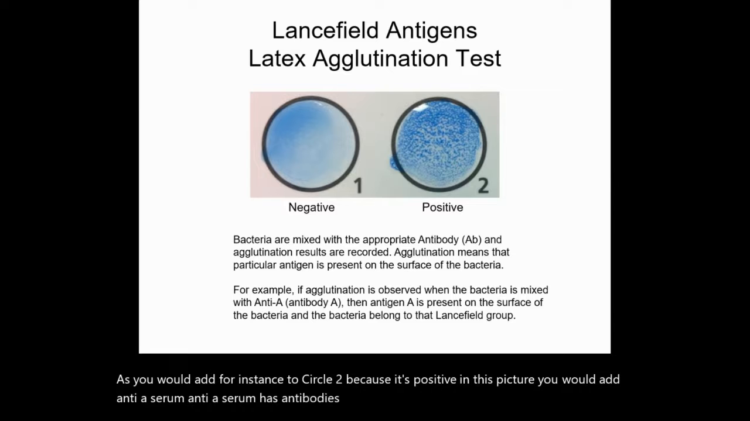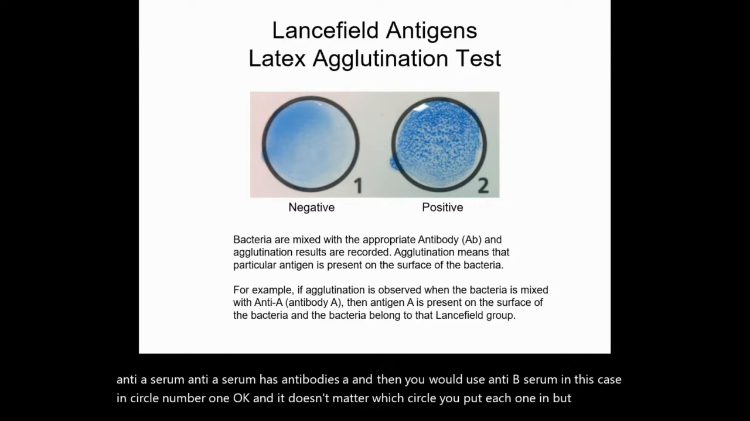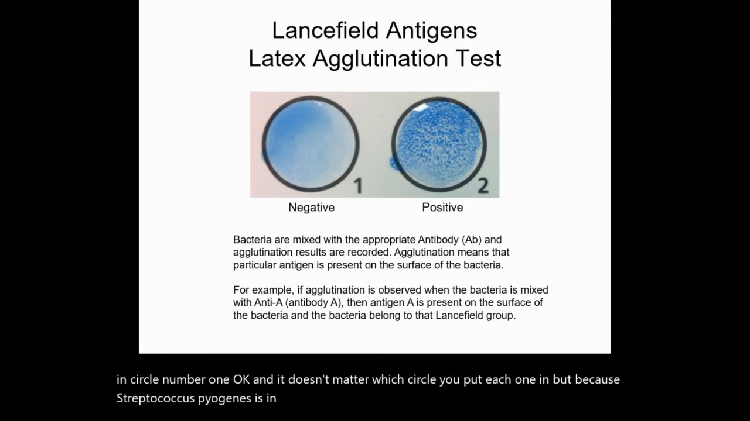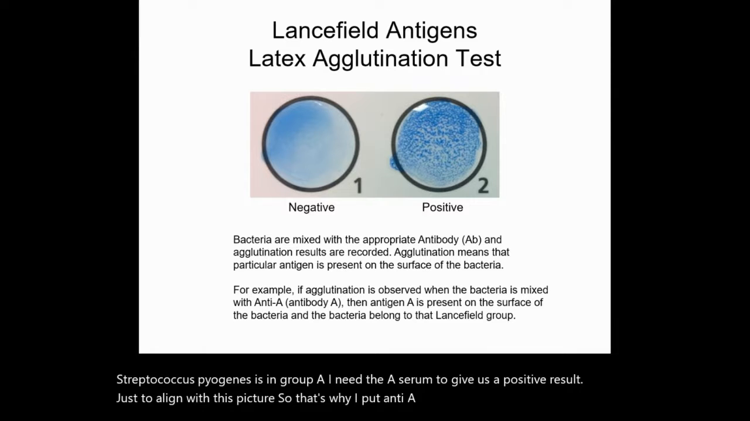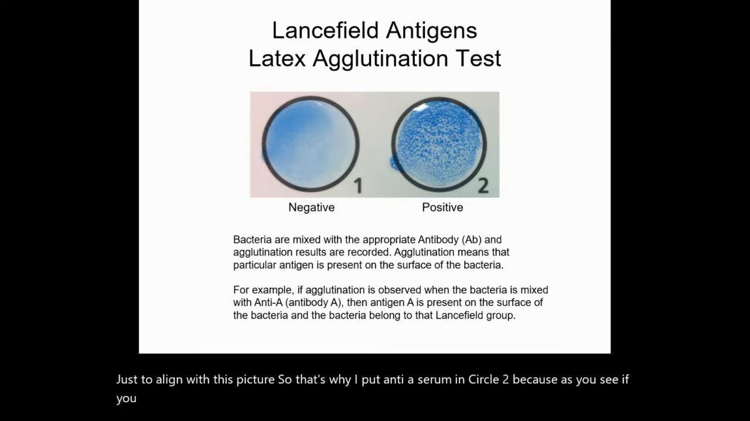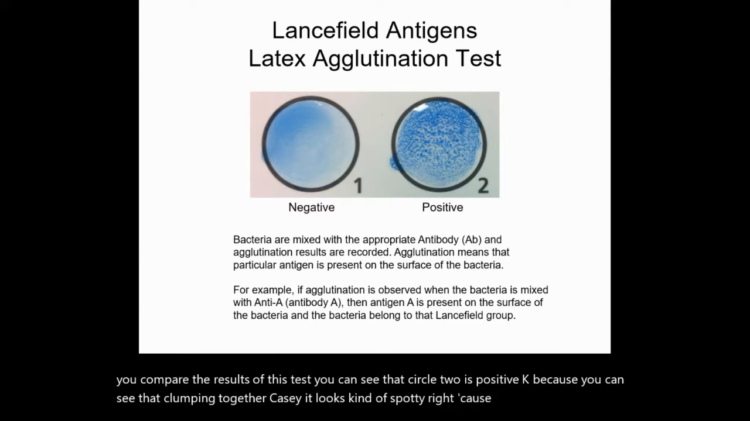Okay, and then you would use anti-B serum, in this case, in circle number 1, okay? And it doesn't matter which circle you put each one in, but because Streptococcus pyogenes is in group A, I need the anti-A serum to give us a positive result, just to align with this picture. So that's why I put anti-A serum in circle 2, because as you see, if you compare the results of this test, you can see that circle 2 is positive, okay, because you can see that clumping together. See how it looks kind of spotty, right, because clumping has occurred?